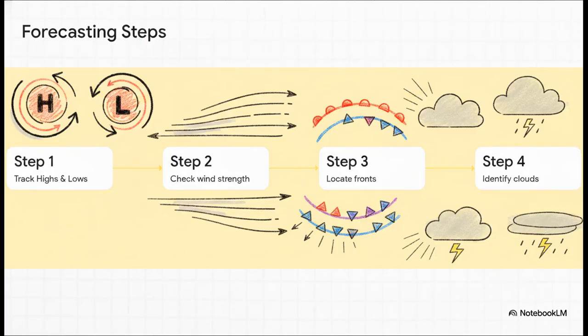To actually fill out that table, you just follow these exact steps, layering the data one piece at a time. Step 1. Track those highs and lows and draw your clockwise or counterclockwise arrows to get your wind direction. Step 2. Look closely at the isobars to determine wind strength. Are they packed closely together? That means strong winds. Far apart? Weaker winds. Step 3. Locate your warm and occlusion fronts to map out the temperatures. And then finally, Step 4. Identify the precipitation areas and match them right up to the cloud types we just learned about.